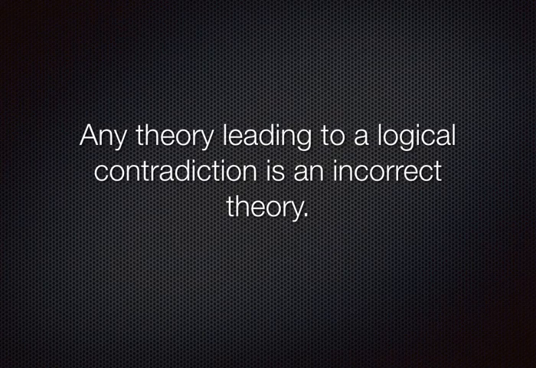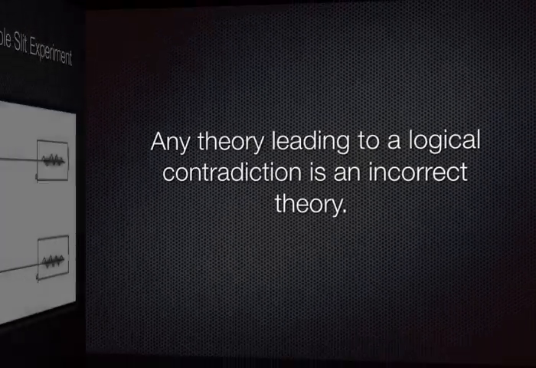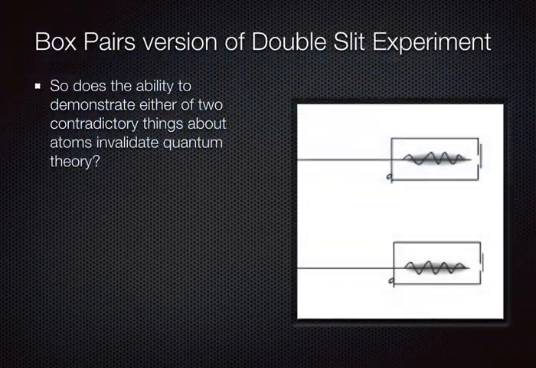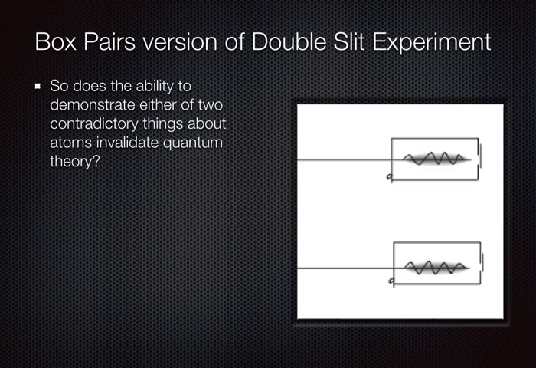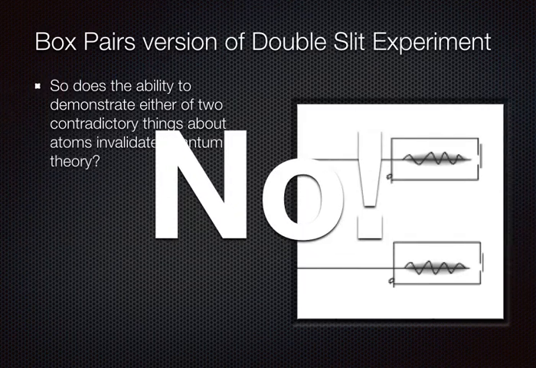Any theory leading to a logical contradiction is an incorrect theory. That's just common sense. So if that's true, then does the ability to demonstrate either of two contradictory things about atoms invalidate quantum theory? Yes or no? The answer is no, of course.